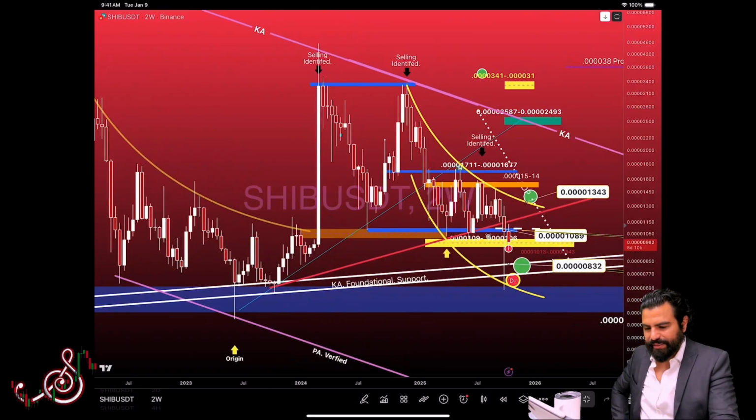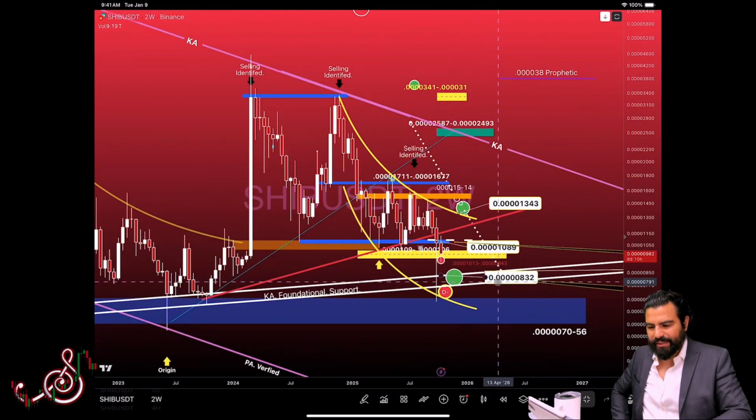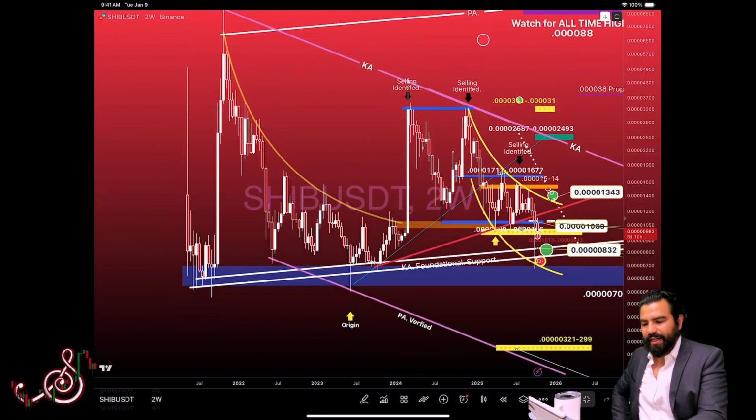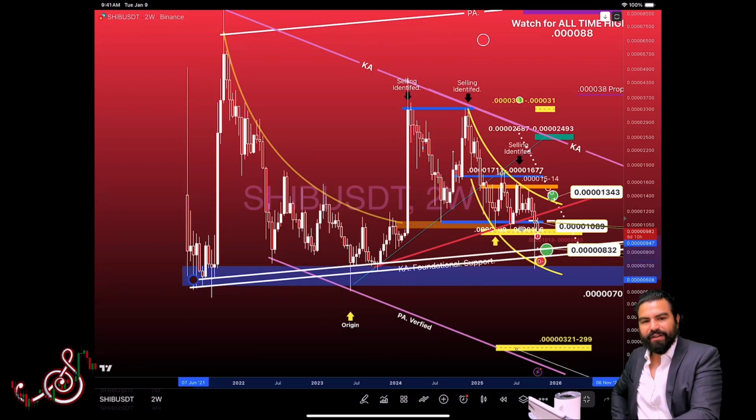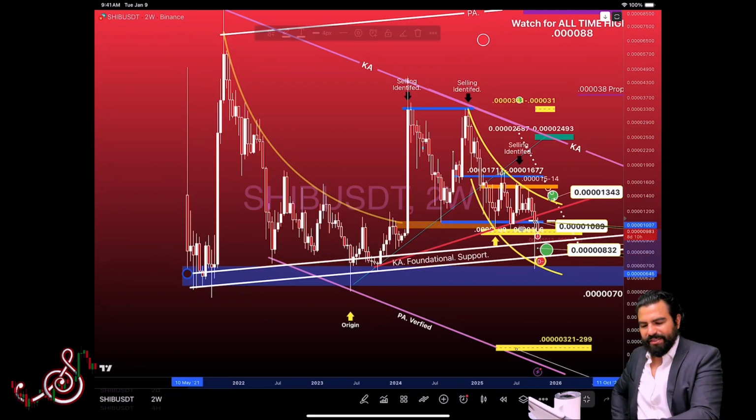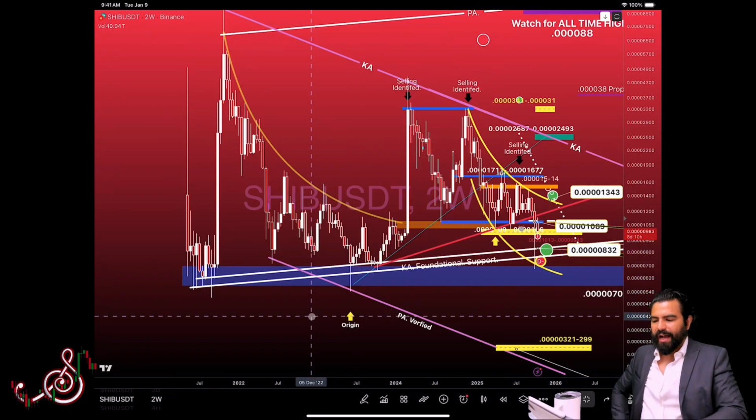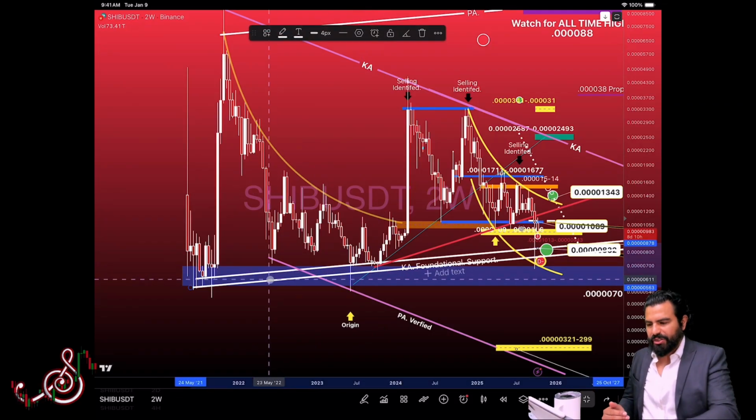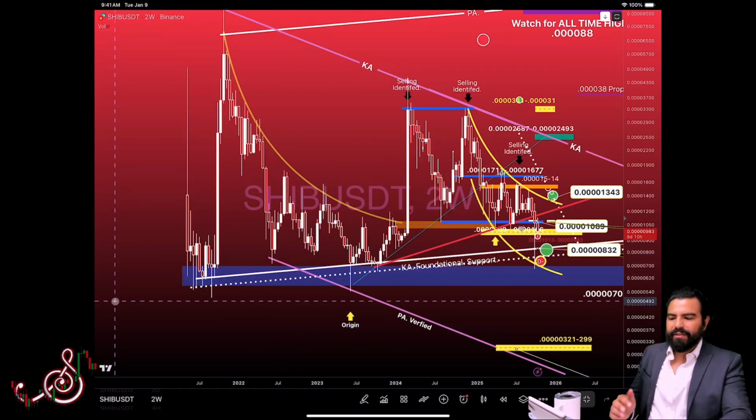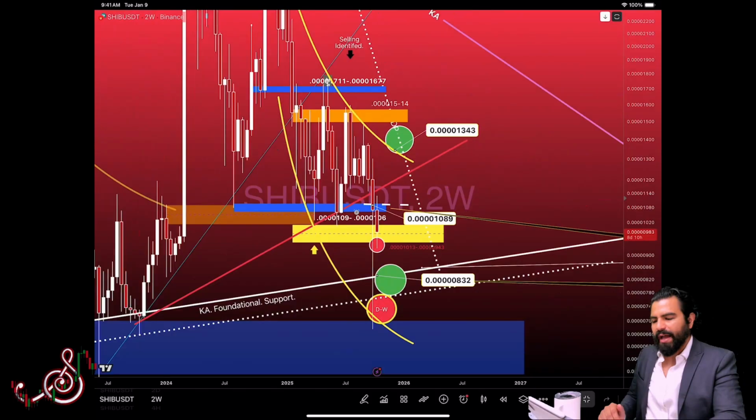I think SHIB still needs to play around these areas. This is a foundational support, you guys know, for a long time. Speaking of our theme today, it seems our theme is still foundational areas. So I have a core here, wick match, so that should be approximately like that. But these are the areas where I think price is going to be moving to and gravitate here.